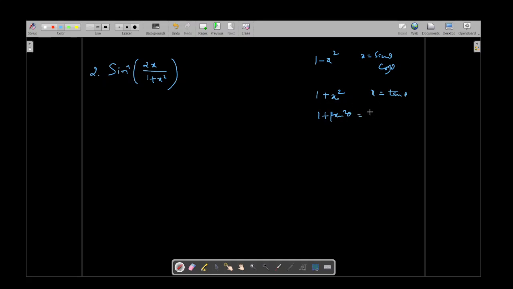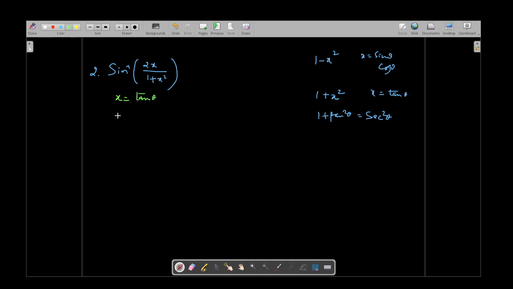So let's take sine inverse of 2x by 1 plus x square. One thing we have to note here is that if I have 1 minus x square, we can put x is equal to sine theta or cos theta, because we know the values of 1 minus sine square theta and 1 minus cos square theta. Whenever there is 1 plus x square, it's better to put x is equal to tan theta, because 1 plus tan square theta is always secant square theta. So here I'll put x is equal to tan theta.